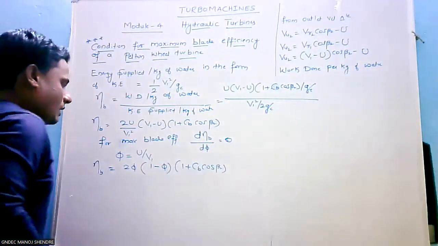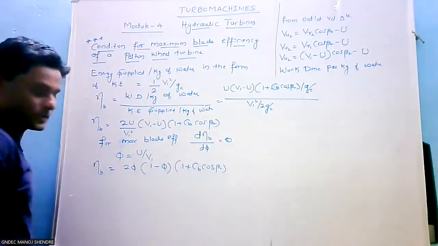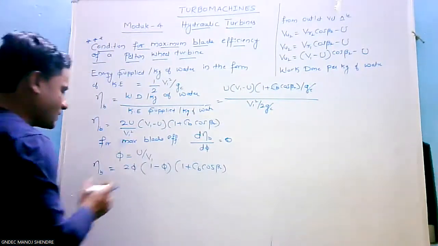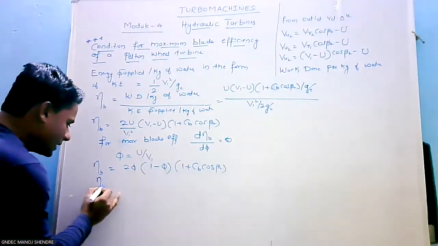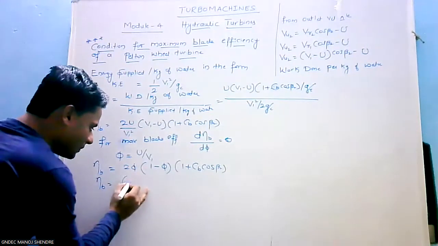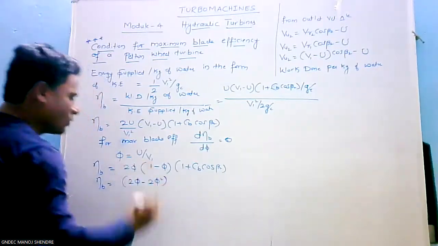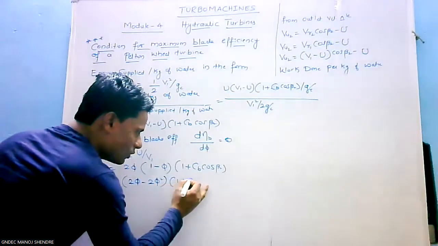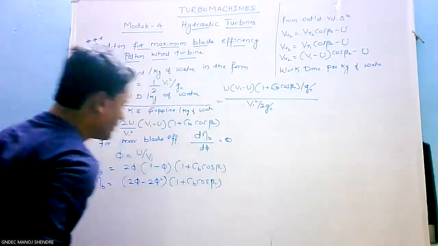Okay. Now a little consideration shows that this term won't be equal to 0. So let us differentiate this equation with respect to phi. Before that, let us open the bracket by multiplying: 2 phi minus 2 phi square, into 1 plus cb into cos beta 2 as it is.